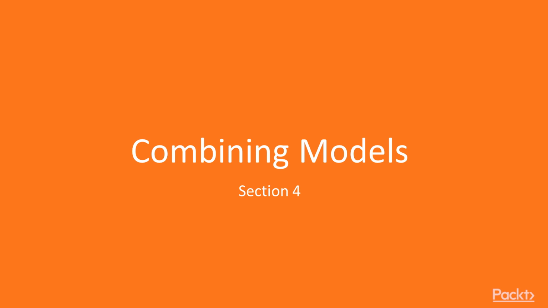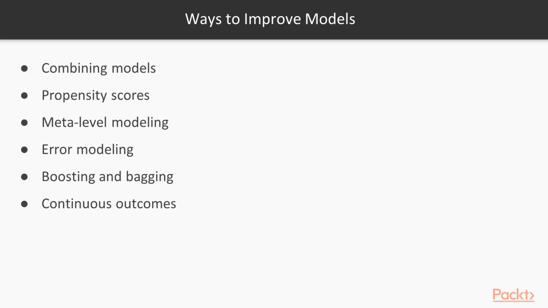We're going to talk about how models should not be viewed as the endpoint, but rather as a position to move forward to improve your models. Specifically, we're going to talk about how to improve individual models by really building more than one model. There are several ways in which we can improve models. We can improve models by combining different models. We can also improve models by using propensity scores.